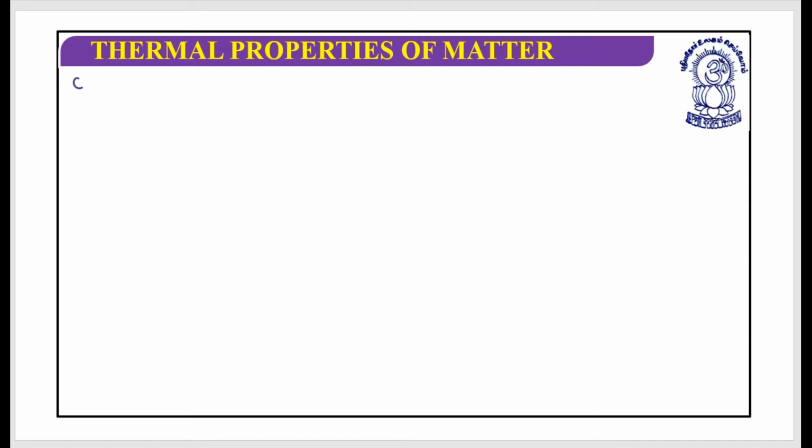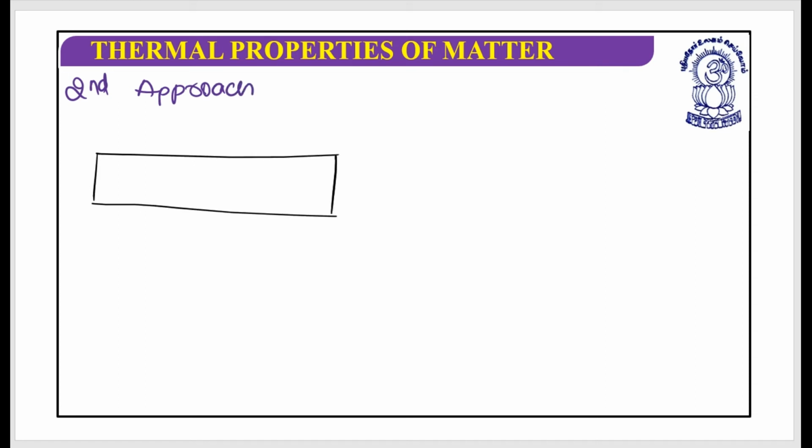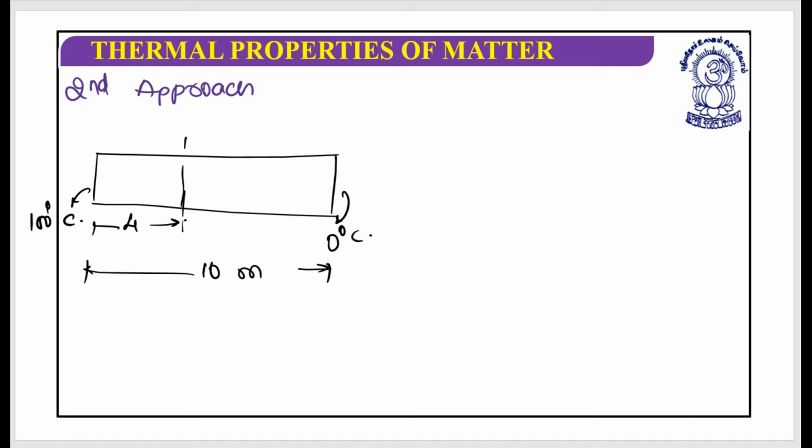Let's work on the same question using the second approach. So the situation is, it is something like this, that this rod is there, and here it is at 100 degrees Celsius, here it is at 0 degrees Celsius, and this is at 10 meter. When I need to calculate it over here, I need to calculate at this location.